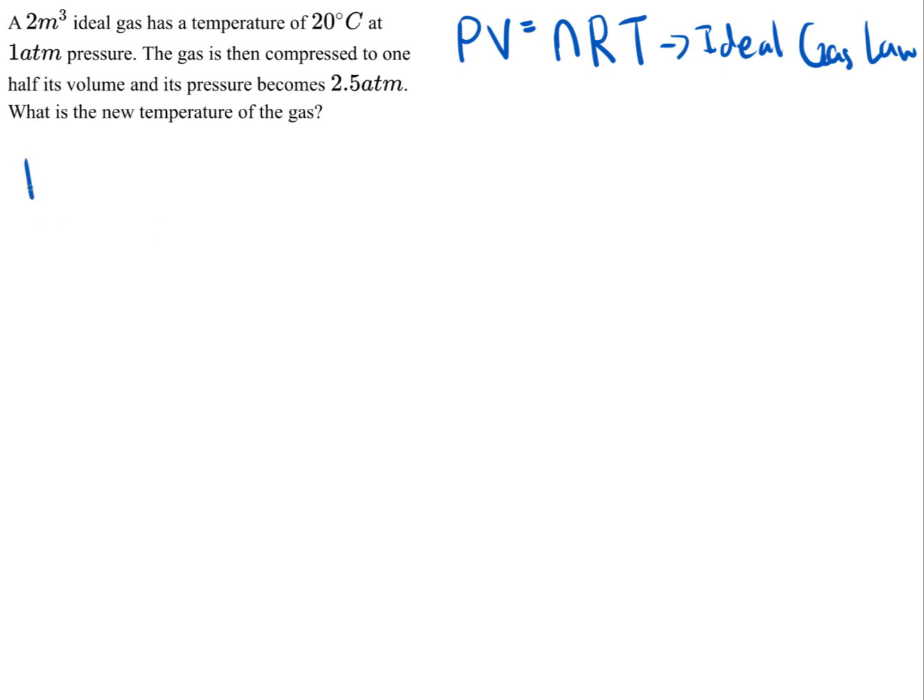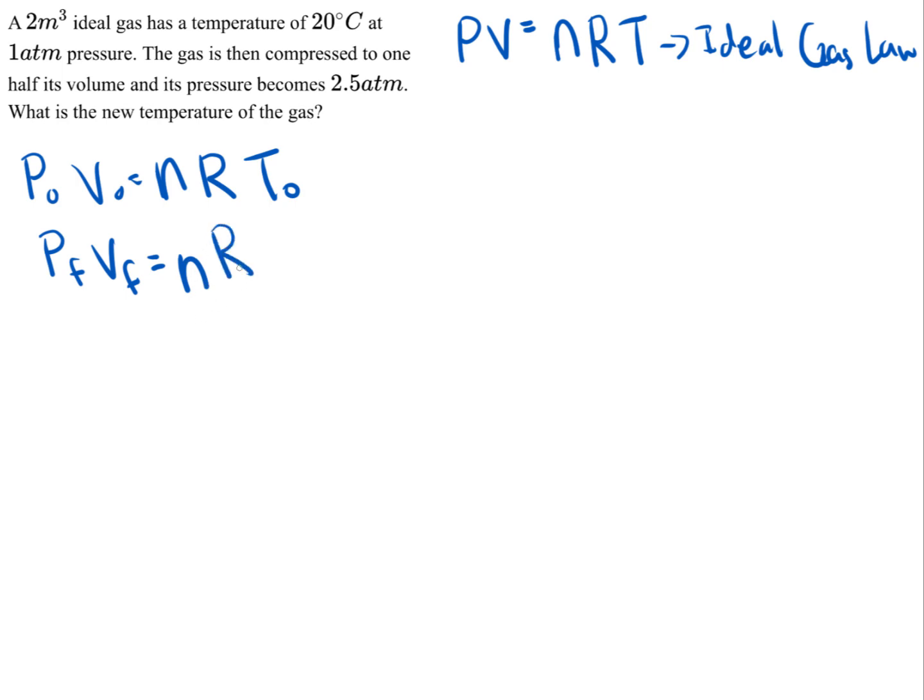So, we know that the initial pressure times the initial volume is equal to the number of moles in the gas times the gas constant times the initial temperature. The same thing can be said for the gas after it is compressed. So the final pressure is different, the final volume is different. But the amount of gas and the gas constant are the same, both before and after, since no gas is added or removed, and the gas constant always stays the same. And of course, the temperature is different too, as we're trying to calculate that.